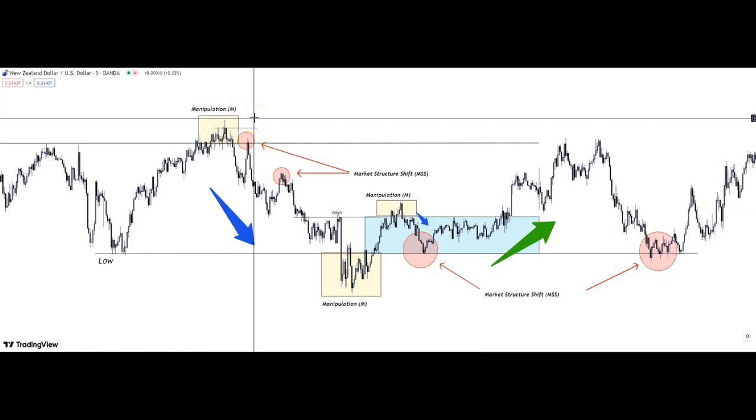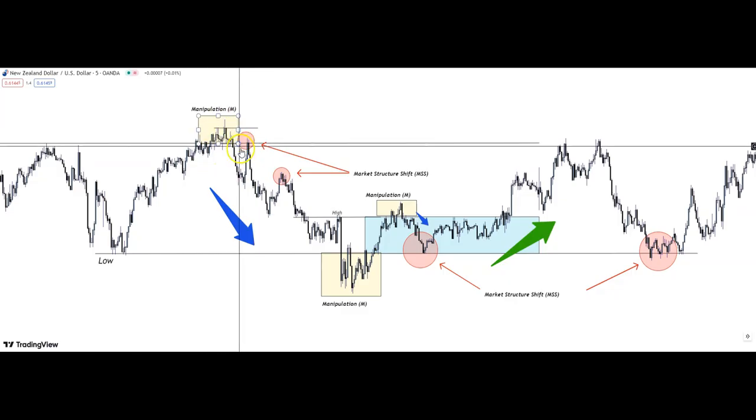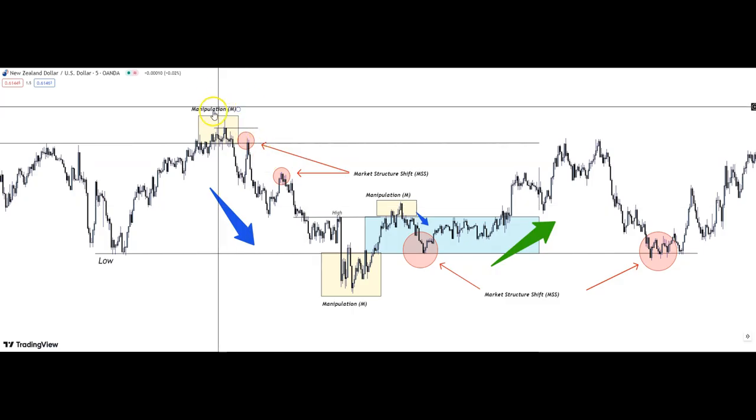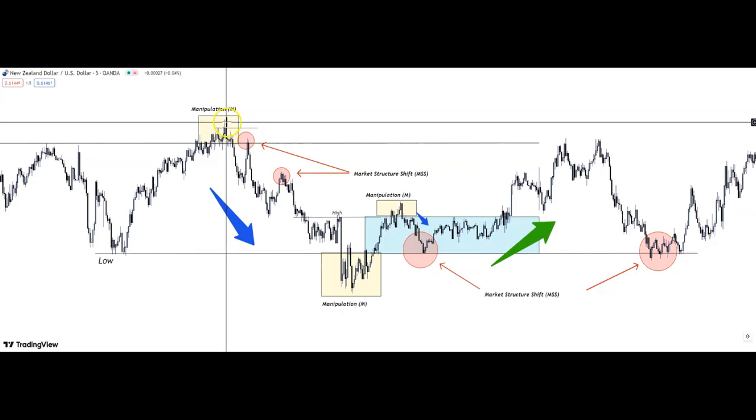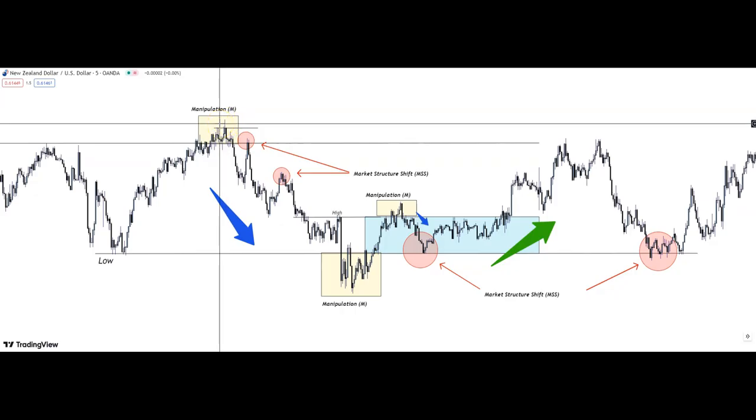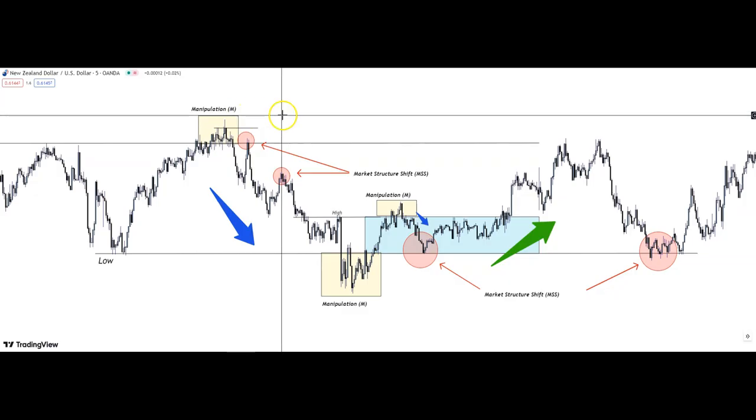I'm gonna tell you this. All you need to know for good entries is manipulation, market structure shift on a low time frame relative to the high time frame move. So we saw what it looked like on the 15-minute time frame, but this is what it looks like on the 5-minute time frame, right? And we still look for the same thing: manipulation, market structure shift. That's it. So we don't need to complicate it.